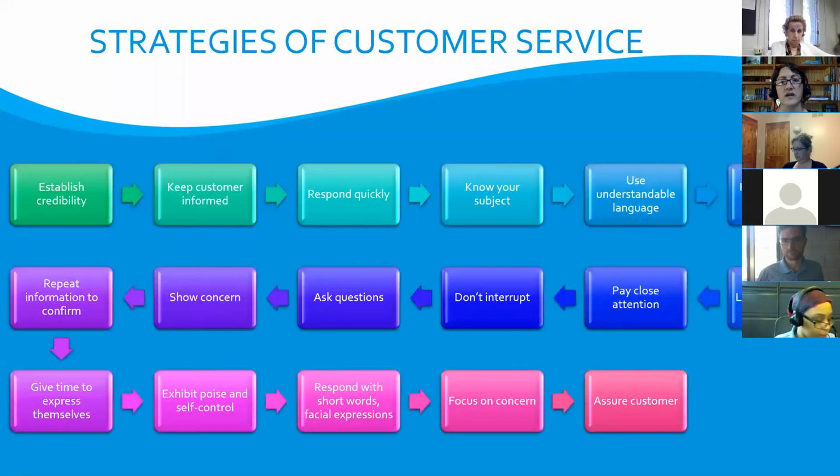So let's look at strategies of customer service. And my screen is bouncing around here and I'm not quite sure why. There we go. All right. So on your screen, you actually see some strategies in customer service. And let me pull open the book so I can make sure we're all in the same place for those of you who have the book.